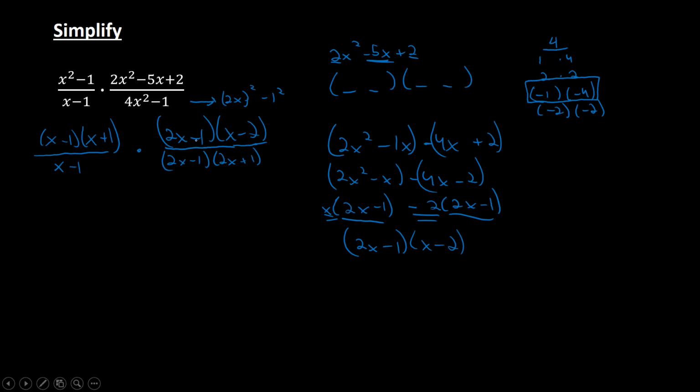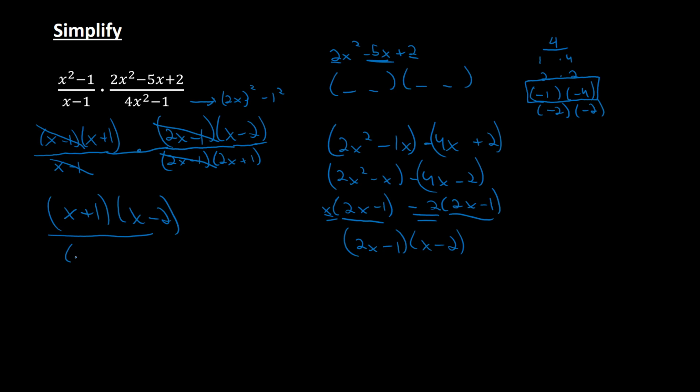And now everything is factored. I can then proceed to cancel. So I can extend this because you're multiplying, and anything in the numerator I can simplify with anything in the denominator. So here the 2x minus 1 cancels with 2x minus 1 right there. X minus 1 cancels with x minus 1 over there. So what I'm left with would be (x plus 1) times (x minus 2) over 2x plus 1. And that would be my solution.